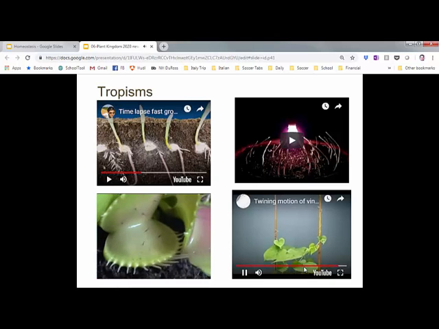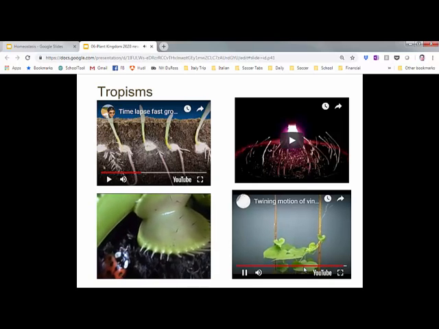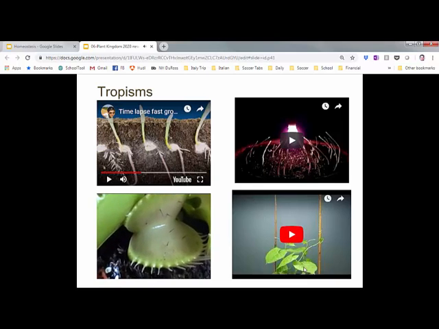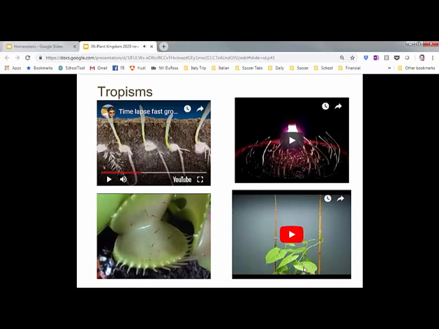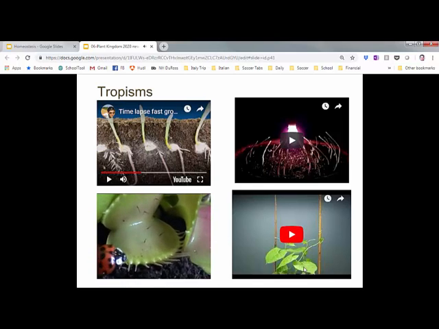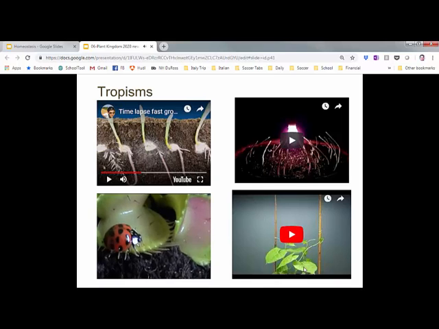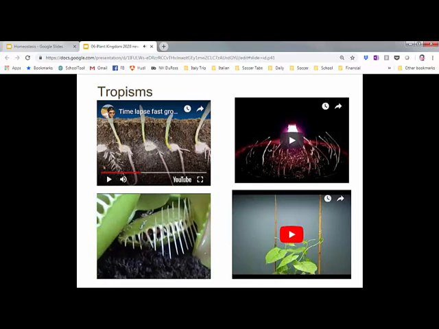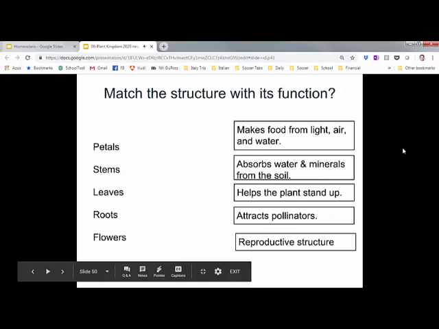Oh no, not a ladybug. I thought they're supposed to be good luck. I guess it's not very good luck for this ladybug. Really, any insect doesn't really. Uh-oh. All right, we'll finish up tomorrow.